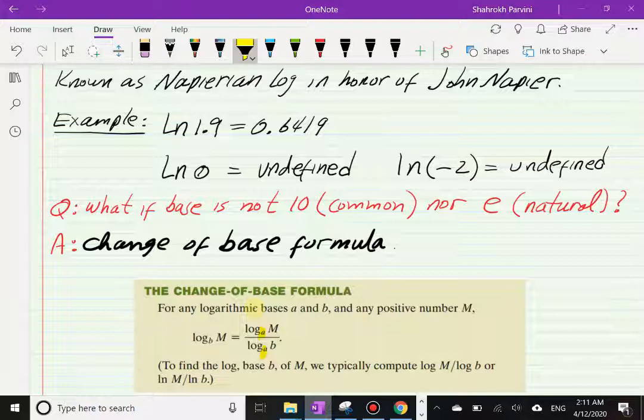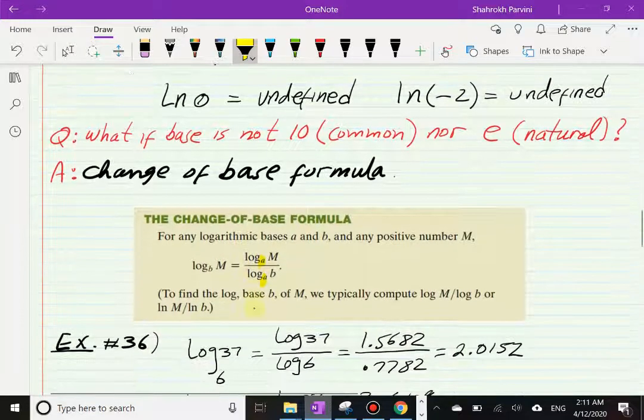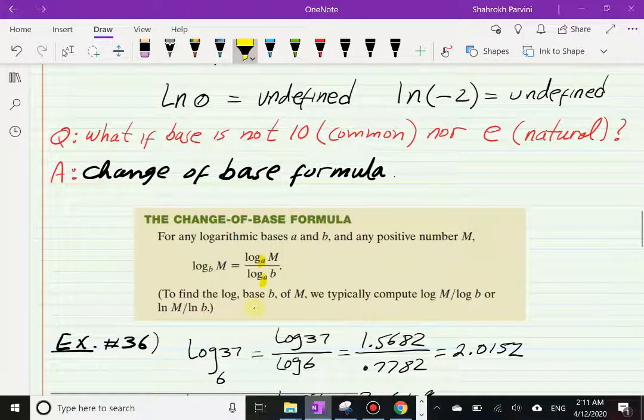And for the most part, we're probably going to do what? Common logs and natural logs, right? Otherwise, we cannot use our calculators. So let's take a look at an example of how this is done. This is exercise number 36. In exercise number 36, they want us to use the change of base to evaluate this logarithm.